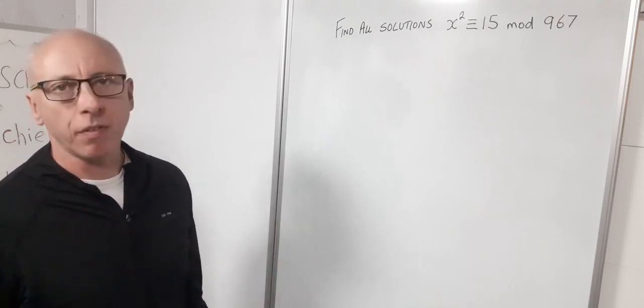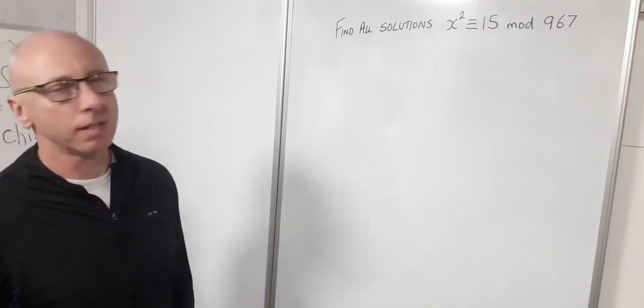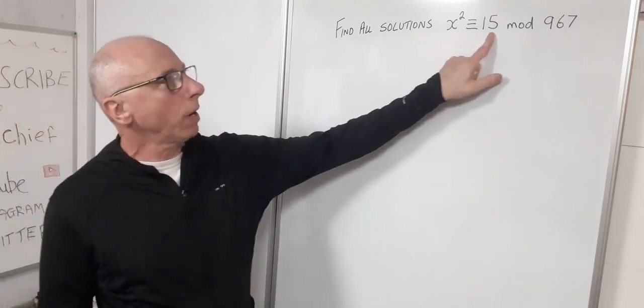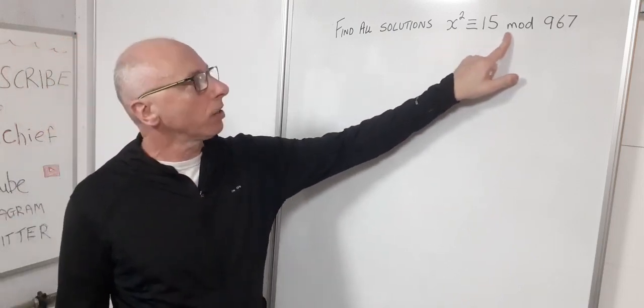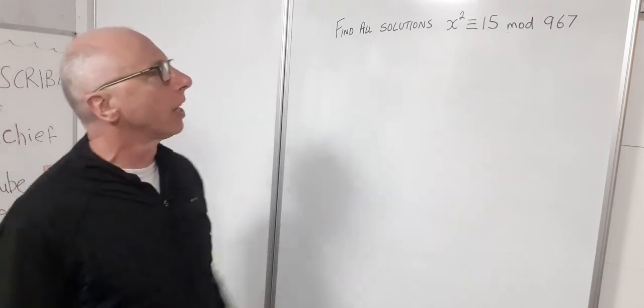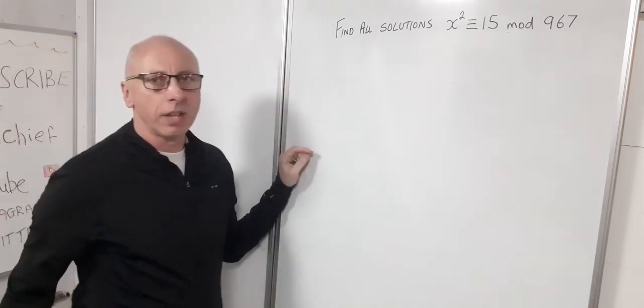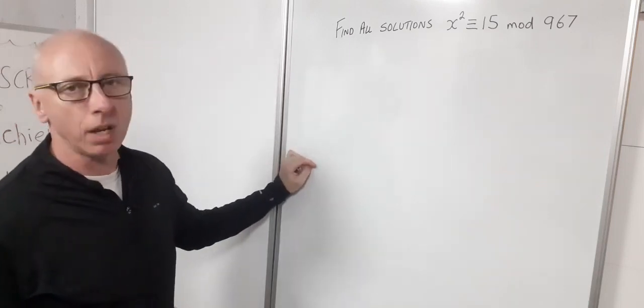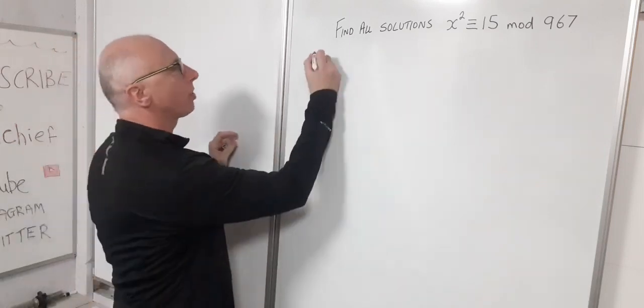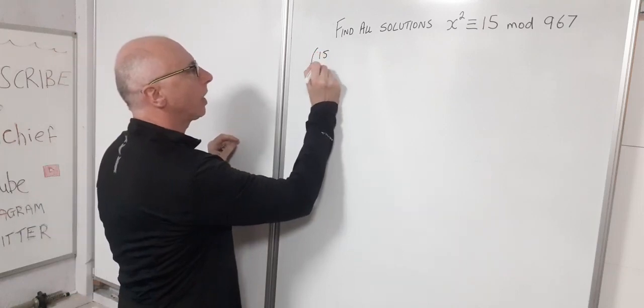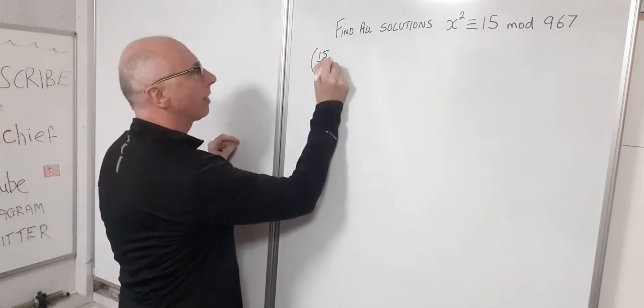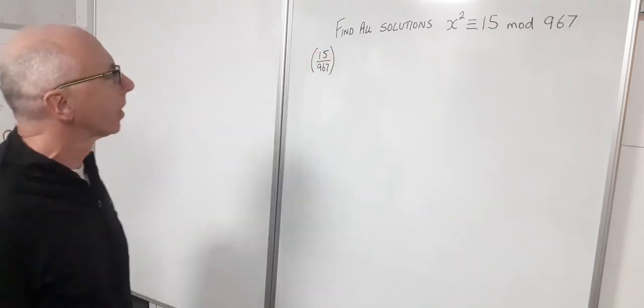Well, first of all, we want to find out if a solution actually exists. The way we can test that is by using the Legendre symbol. Before we use it, we can see that 967 is a prime number, so we can go straight in with the Legendre symbol for 15 over 967.